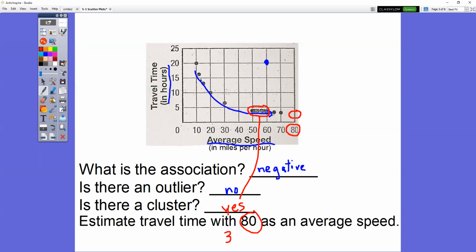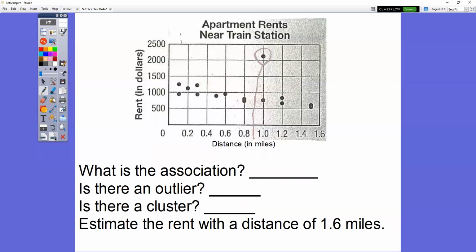I think 2 would be a fine answer. 2.5 would be a fine answer. I think anything like that: 2, 2.5, 3. Could you make an argument for 1 or 4? Yeah, you could probably make an argument for 1 or 4, but I think 2 or 3 would be the best answer. Take a look at the next one.